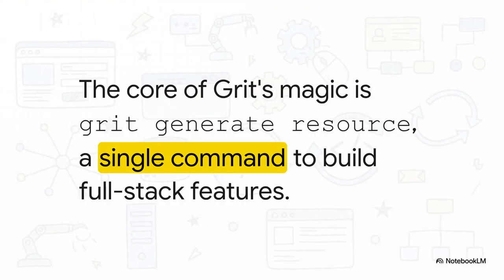But this command, grit generate resource, this is the real star of the show. This is the core of Grit's magic. With just this one command, you can build out an entire full-stack feature. Here, for example, we're defining a product with its name, a price, and an image. Now let's see what that one line of code actually does for us.